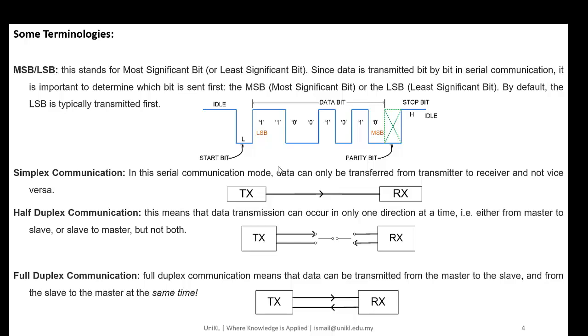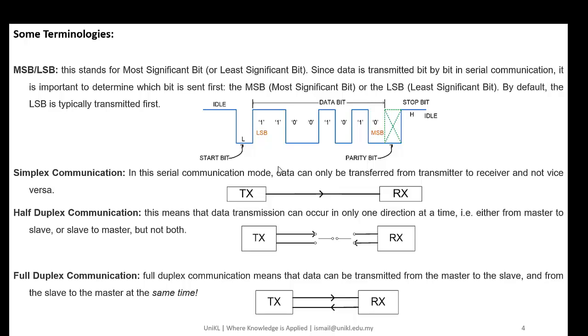So, for example, 1 1 0 0 1 0 0 marks the most significant bit. When we read from the most significant bit to the least significant bit, it is 0 1 0 1, or 5, and 0 0 1 1, or 3. So this is 53 in hex. Another thing is simplex communication, in which data can only be transferred from transmitter to receiver and not vice versa. That is simplex.